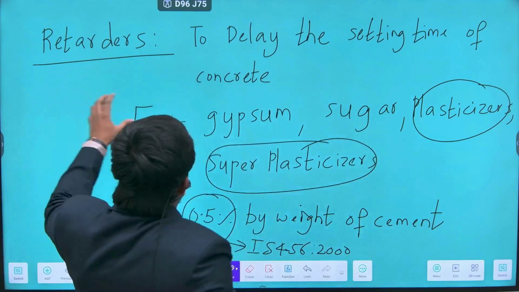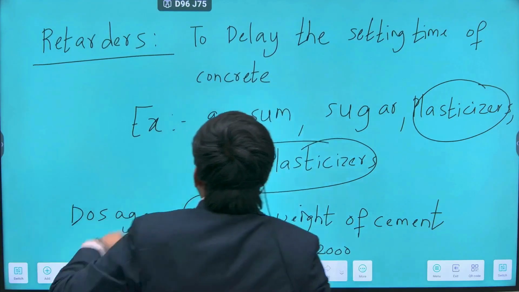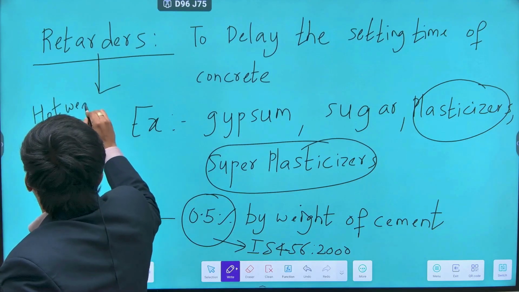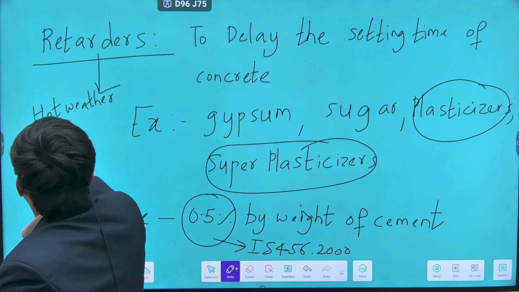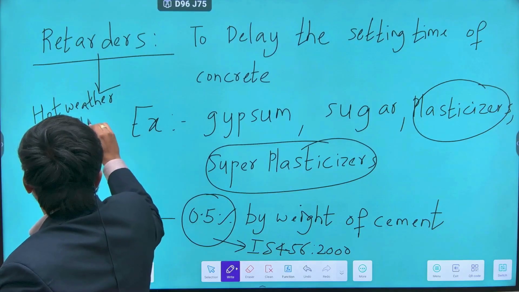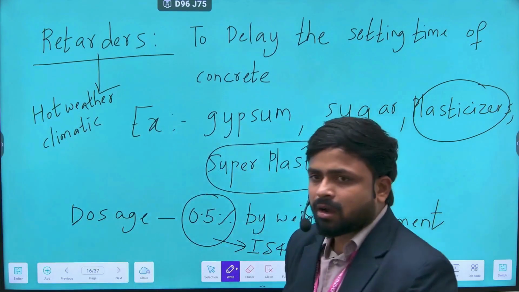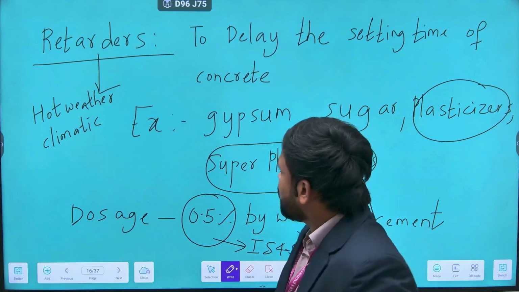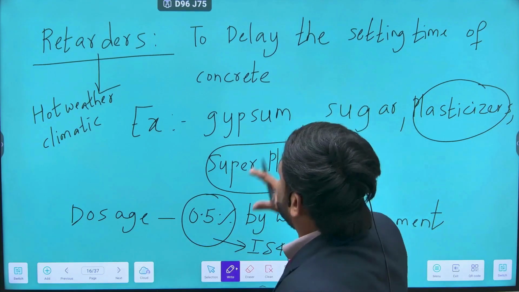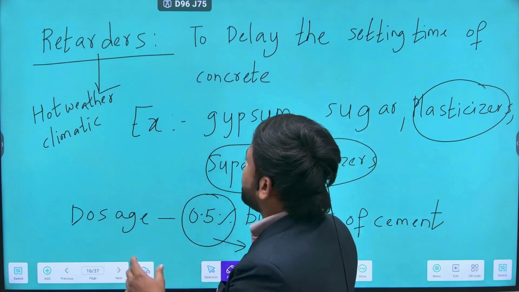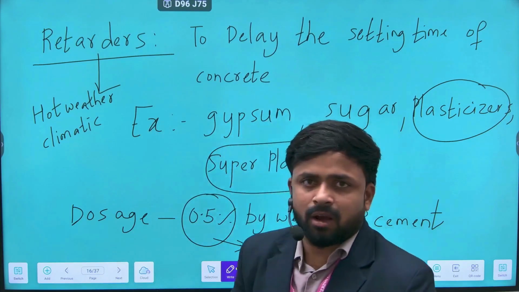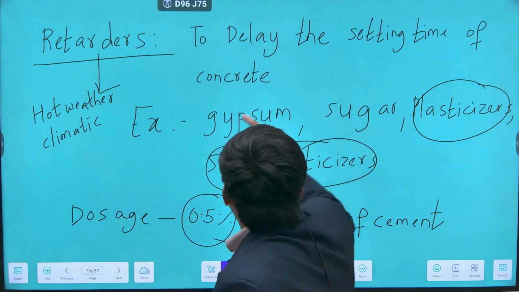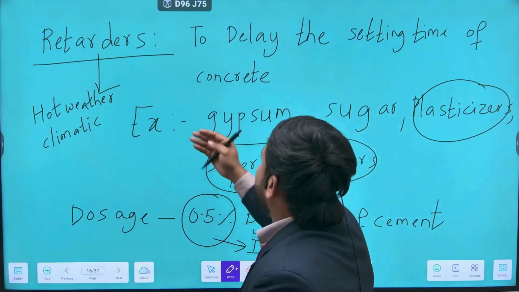So we want to delay the setting time of concrete in hot weather conditions. I have stated the problem initially. In hot weather climatic conditions, concrete will go to its hardened state easily. So I want to delay the setting time of concrete. I want to work with concrete in hot weather climatic conditions. So how will the problem be solved? I am going to add retarder there, thereby delaying the setting time of concrete, and I can work efficiently.